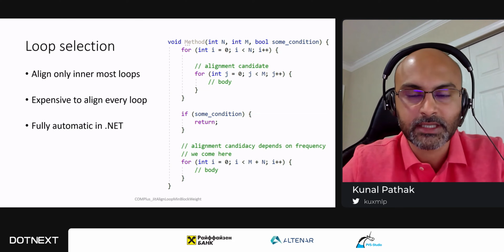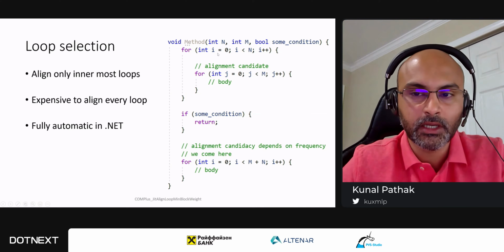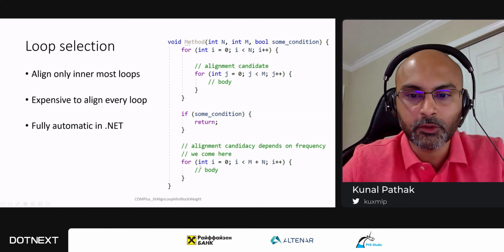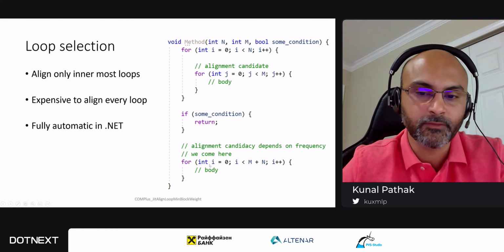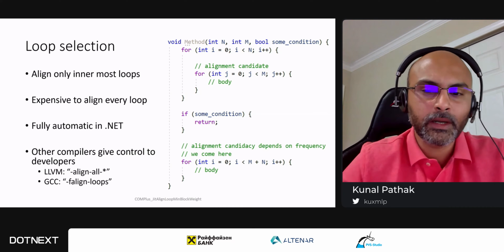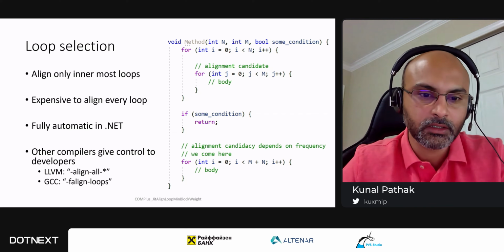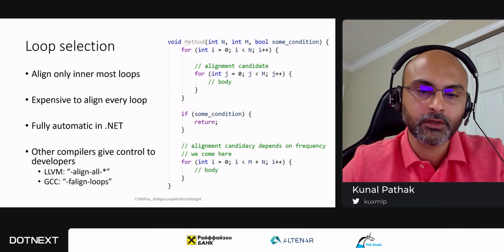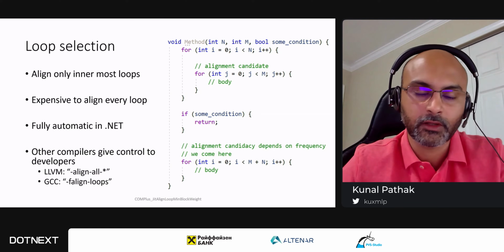So in the example on the right hand side, we would align the j loop because that is the innermost loop. We won't align the outer i loop because it also has a loop inside, but we will align the j loop. Below there is another i loop, but let's say it is not hot enough because this condition is triggering more often, then we might also skip aligning this loop, although it is the innermost loop. In other compilers, there is an option of aligning the loops, but it is like a binary 0 or 1. You either align all the loops in that method, or all the loops in your module, or you don't align anything. So there is no fine control, but in .NET we try to add that. The developer actually has that control, but in .NET we try to do it all automatically without the developer having to worry about it.